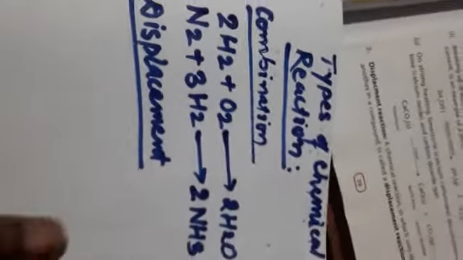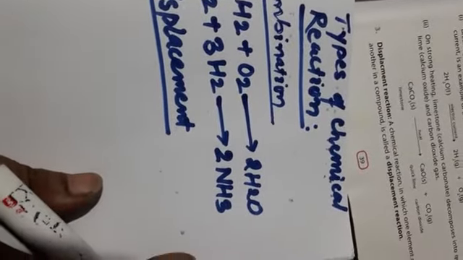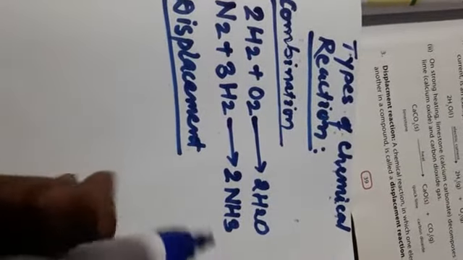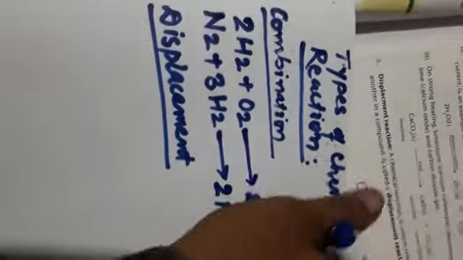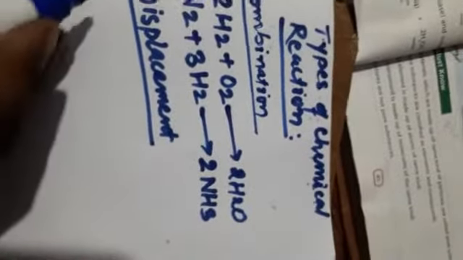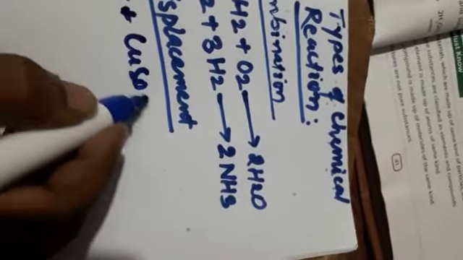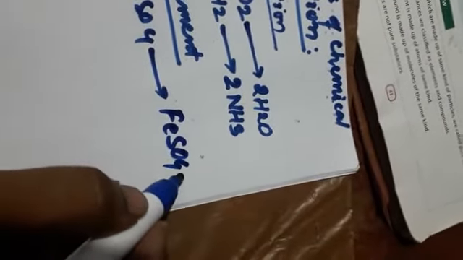Now a displacement reaction is a chemical reaction in which one element displaces another. This means that now I am going to write down the equation: Fe reacting with CuSO4 forms FeSO4, and after that copper, Cu, is displaced. So this is the displacement reaction.